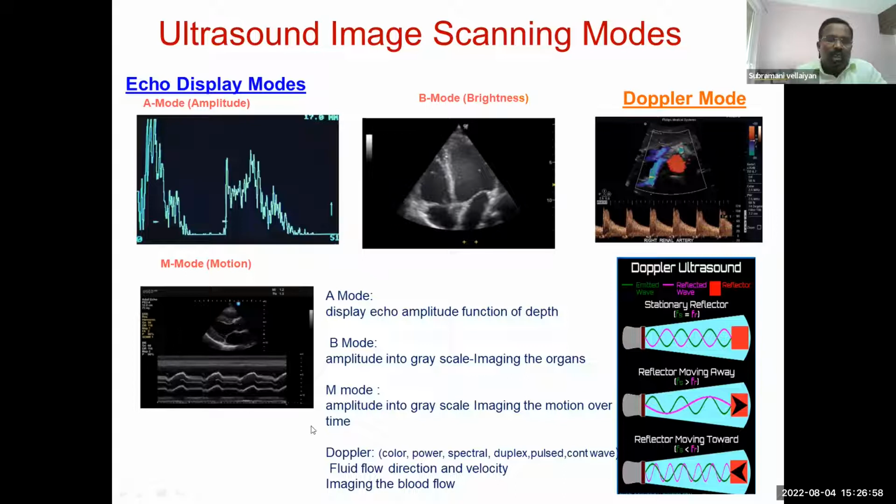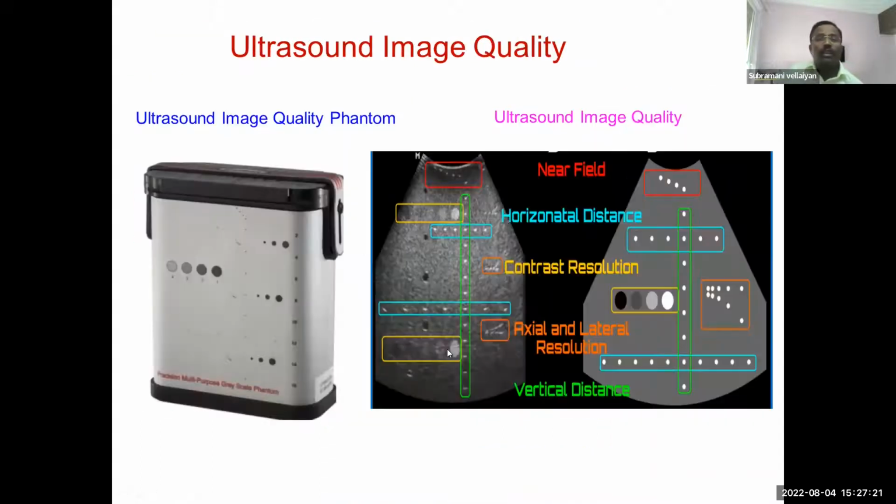Similarly, the Doppler mode is basically about fluid flow direction and velocity, basically imaging of blood flow. There are different kinds of Doppler: color Doppler, power Doppler, spectral Doppler, duplex Doppler, and pulsed wave and continuous wave Doppler. Many different types of Doppler are available, and this is how the image looks.